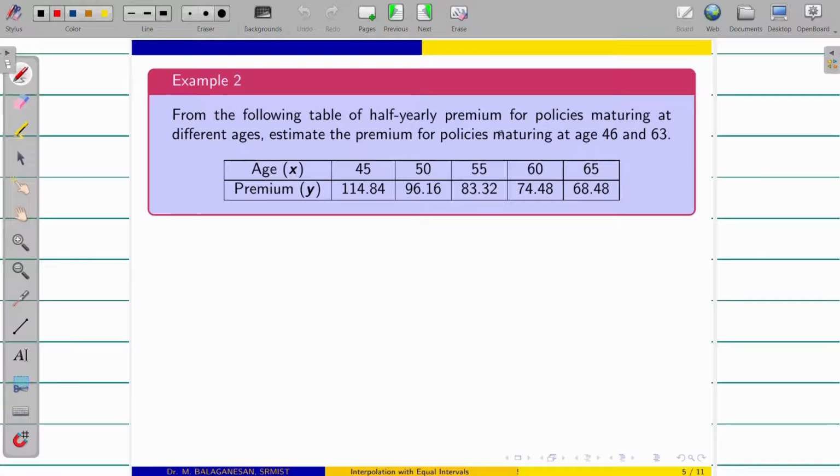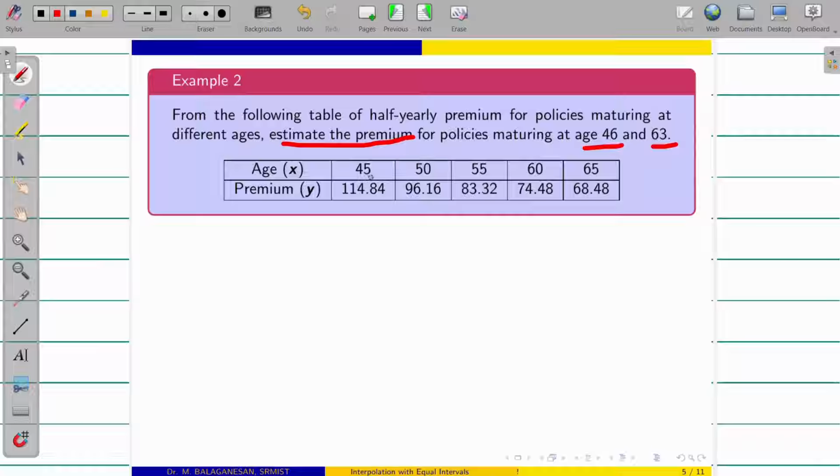Good. So this is the second example, a practical example simply if you want to say. We have been given a premium table. We have to estimate the premium at age 46 and 63. The ages 40, 50, 55 are all at equal intervals. This is the way you have to conclude before answering the question.